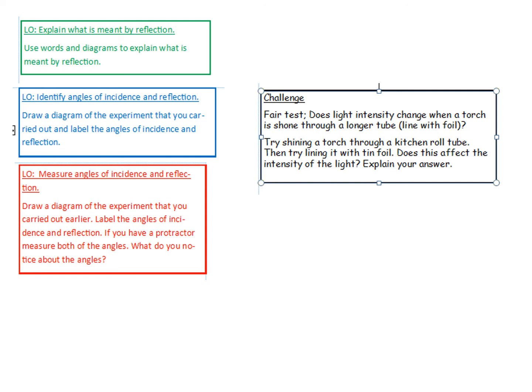There's an extra challenge for anybody who finishes in under an hour. Fair test: does light intensity change when a torch is shone through a longer tube lined with tin foil? Has anyone ever shone a torch through maybe a kitchen roll tube? If you do that, and then line the kitchen roll tube with tin foil, grown-ups might have to help, see what happens to the light, and then explain your answer. You could make a prediction before you do the experiment and then write up your results if you have time. Enjoy, Year 6.